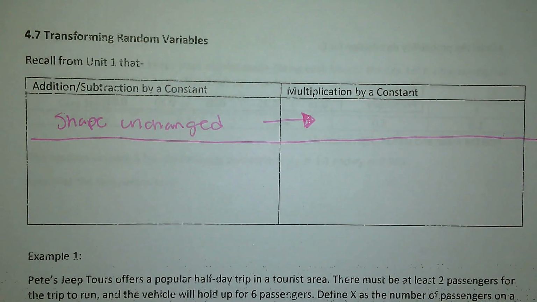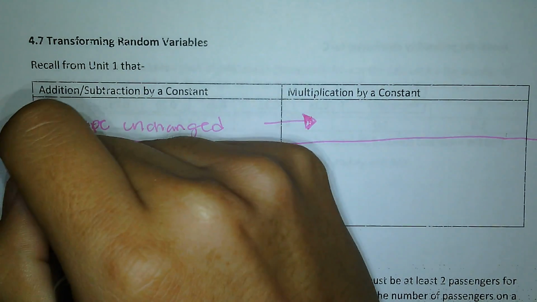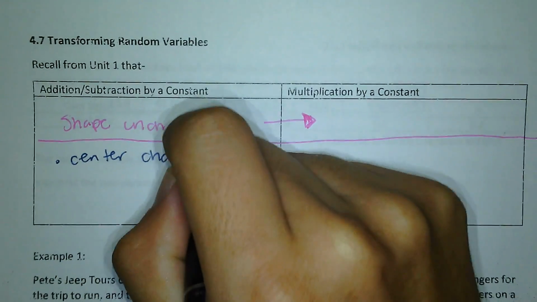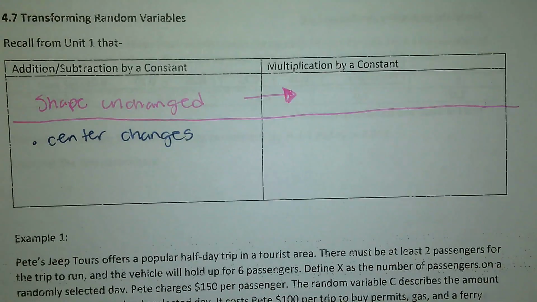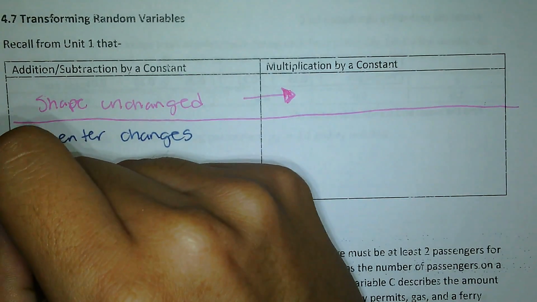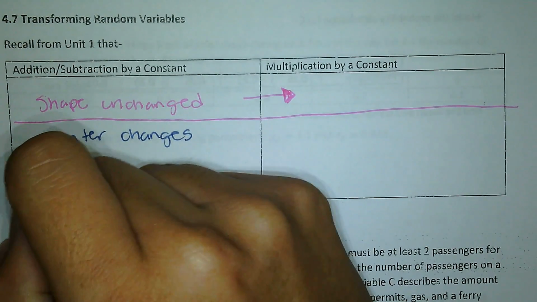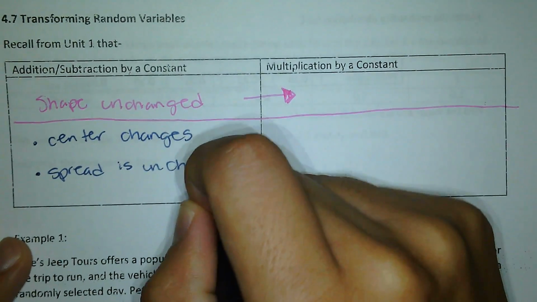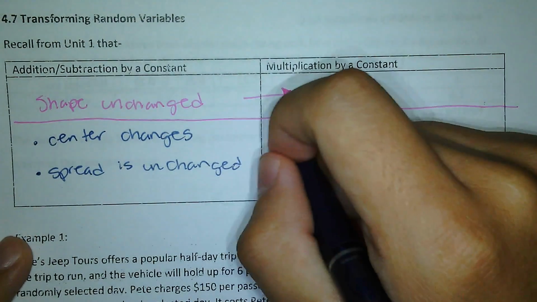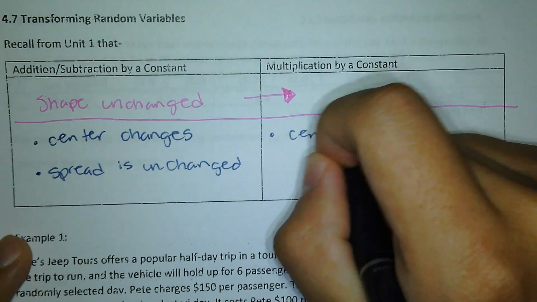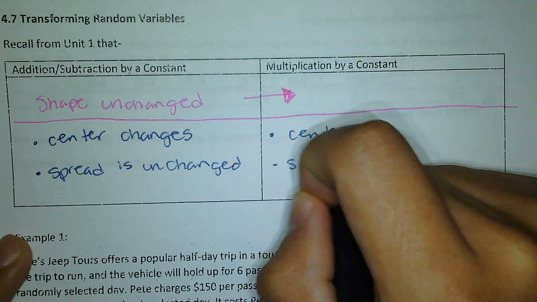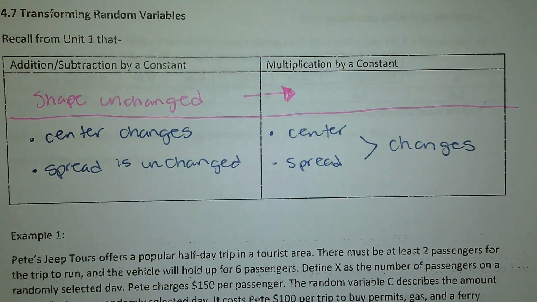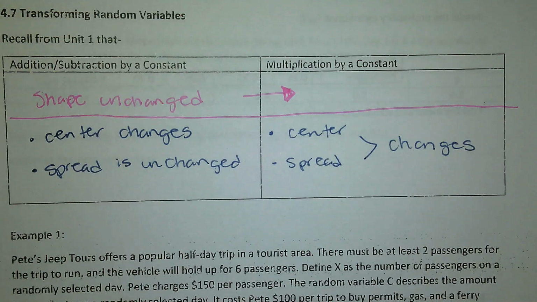All good. Now, when we add or subtract, our center changes. So the center being the mean or the median, and the spread is unchanged. Whereas when we multiply, both center and spread will both change. So just a little recall from Unit 1.